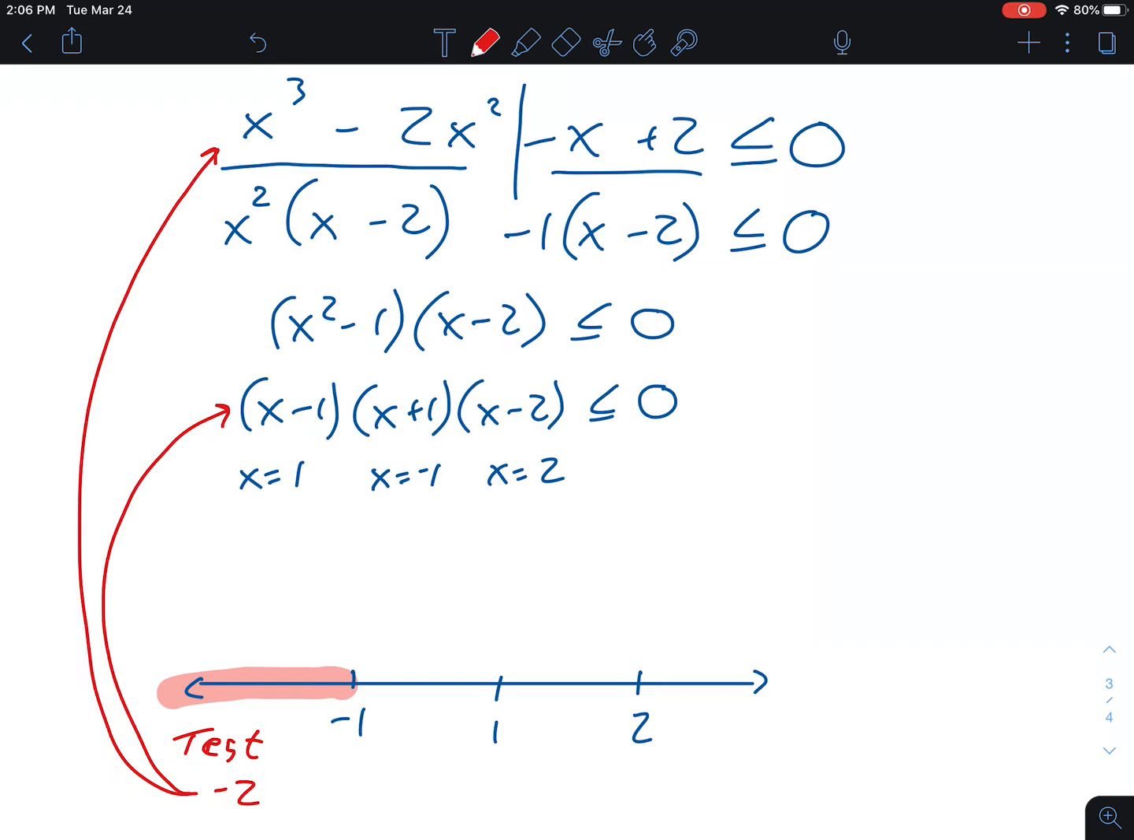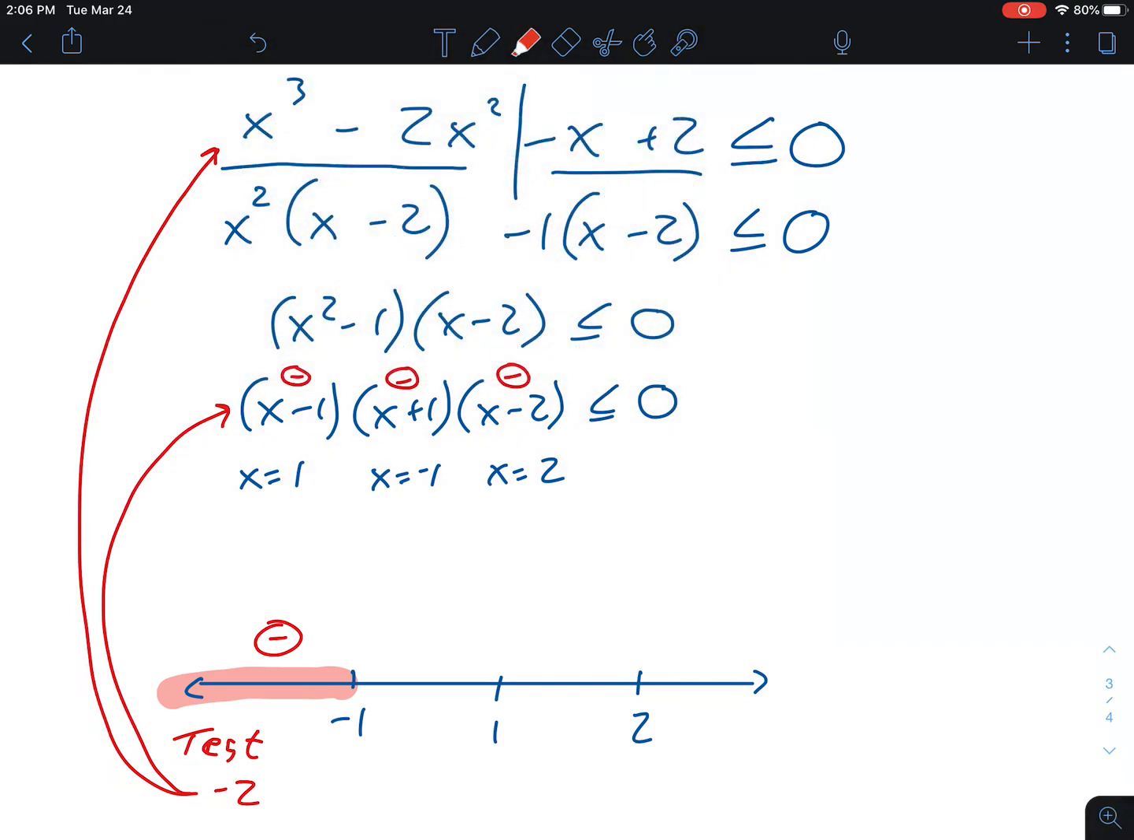I want to plug it in either to the original or to my factors. I generally like to plug it into the factors because it just makes a little more sense to me. -2 minus 1, that's going to be a negative number. I don't know what it is, but I know it's negative. -2 plus 1, well, that's going to be another negative number, -1. -2 minus 2, that's going to be another negative number, -4. The product of three negative numbers is negative. Right? Negative times negative is a positive, times a negative turns back to negative. So that area of my graph is negative, meaning it's below the x-axis, and that's what I'm looking for.